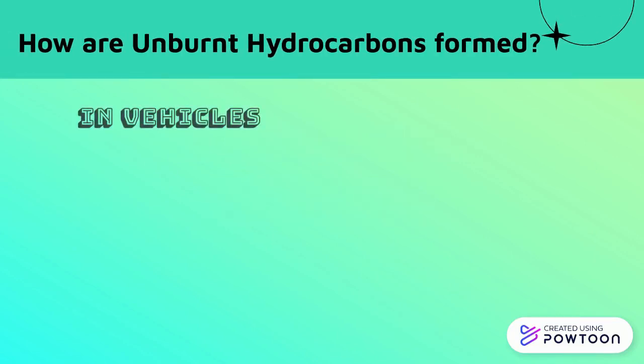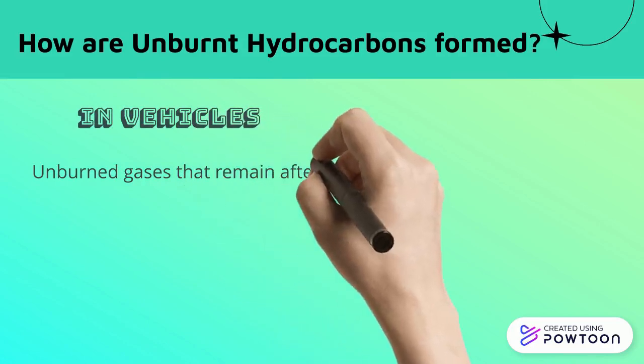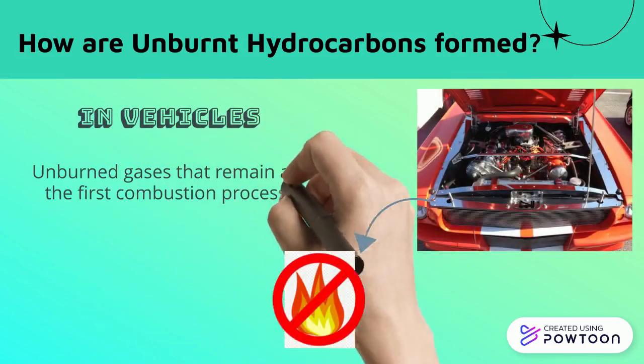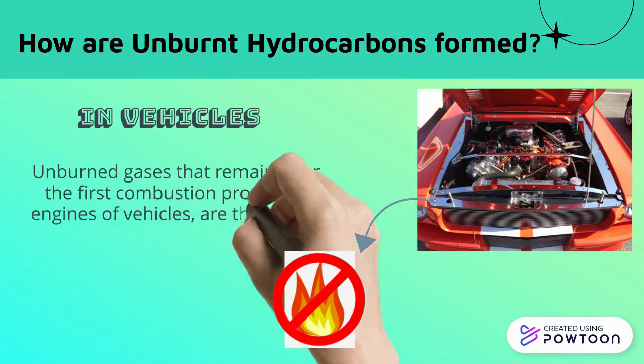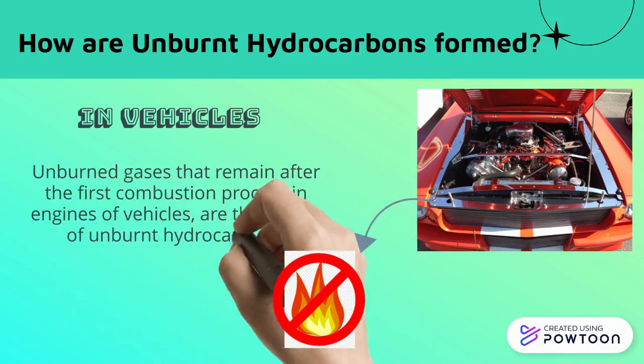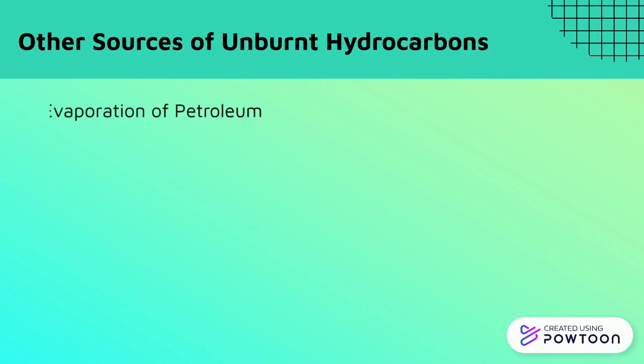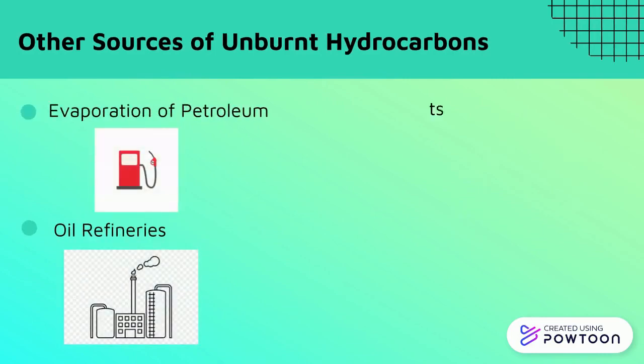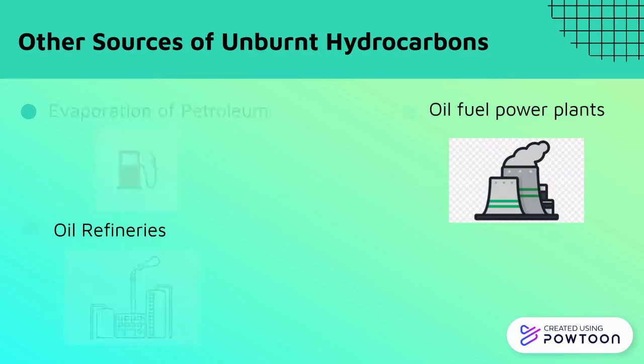In vehicles, unburnt hydrocarbons are the hydrocarbons emitted after petroleum is burned in an engine. Unburned gases that remain after the first combustion process in engines of vehicles are the source of unburnt hydrocarbons. They originate from the incomplete combustion of engine exhaust. Other sources include evaporation of petroleum, oil refineries, and oil fuel power plants.